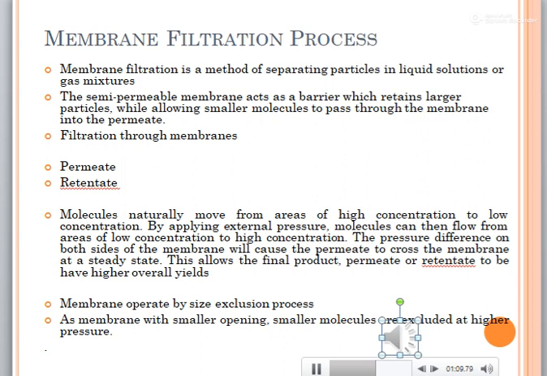In order of decreasing pore size, common membrane processes are microfiltration, ultrafiltration, nanofiltration and hyperfiltration. With membranes with smaller openings, small molecules are excluded at high pressure.